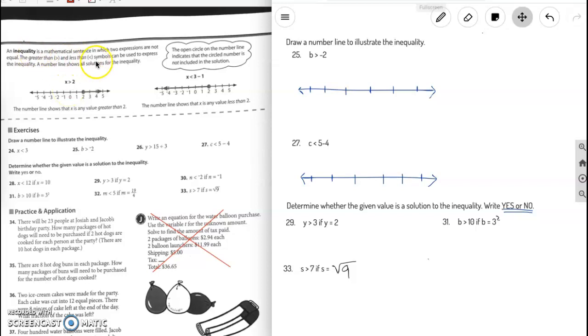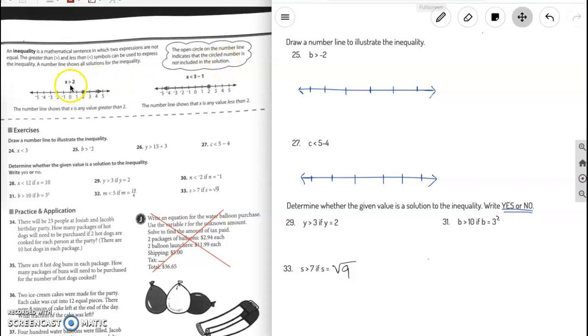The greater than and less than symbols can be used to express the inequality. A number line shows all the solutions for the inequality. And the open circle on the number line shows that the circled number is not included in the solution. Okay, let's unpack this a little bit.